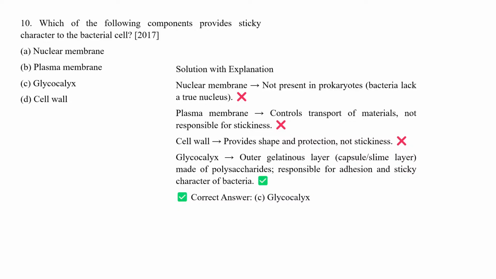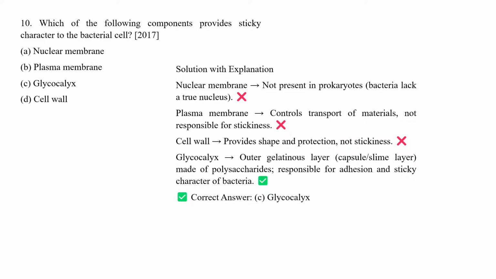So next question, which of the following components provide sticky character to the bacterial cells? Four options are given: nuclear membrane, plasma membrane, glycocalyx, and cell wall. The correct answer for this is glycocalyx, because the nuclear membrane is not present in prokaryotes.